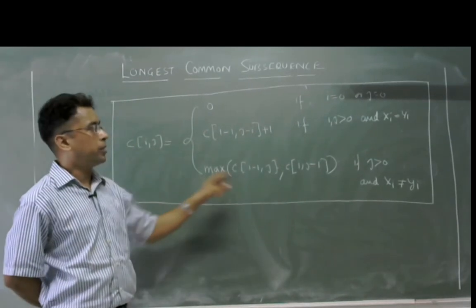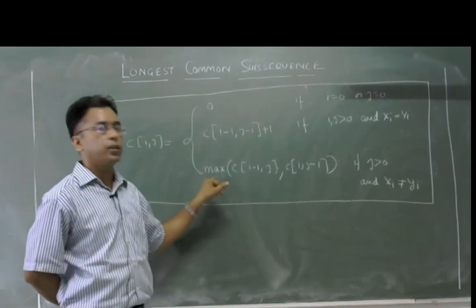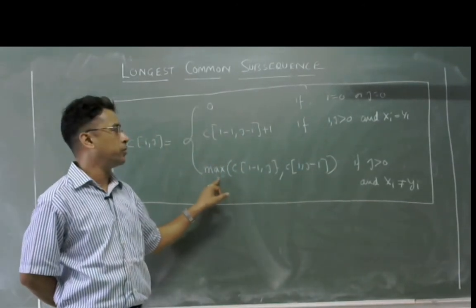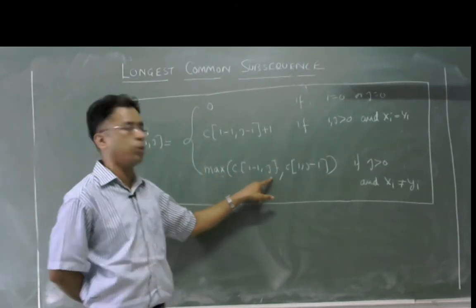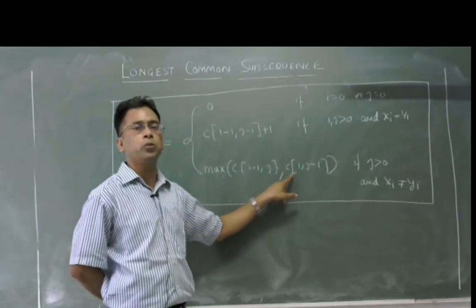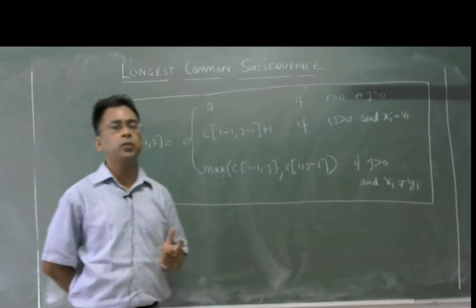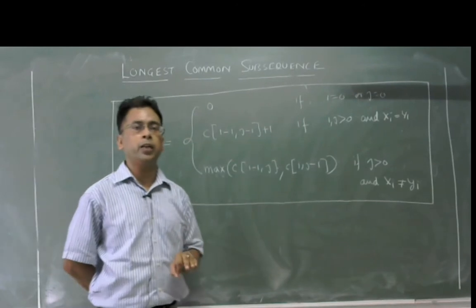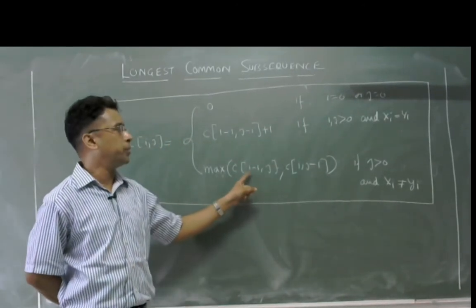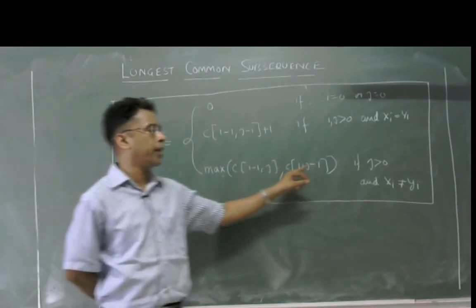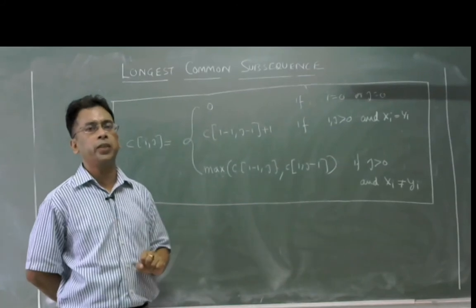And when they are not matching, when xi is not equal to yi, in that situation the value of C[i, j] would be the maximum of the values stored at position C[i-1, j] and position C[i, j-1]. So in that situation, it compares the two values. Whichever is greater is placed at the position of C[i, j]. The comparison is between C[i-1, j] and C[i, j-1], and whichever is greater is placed at position C[i, j].